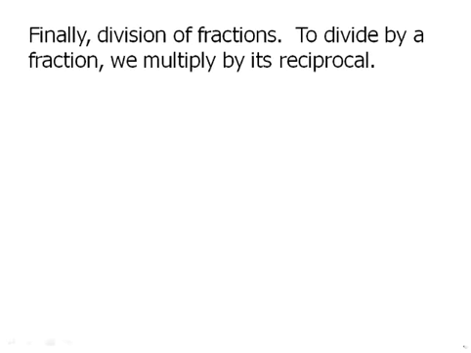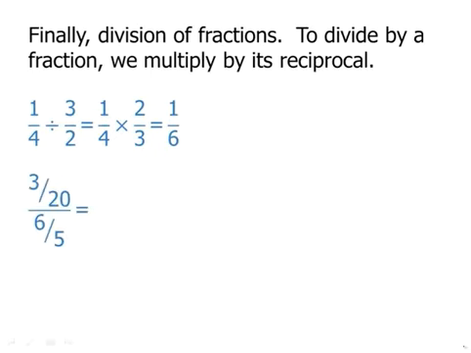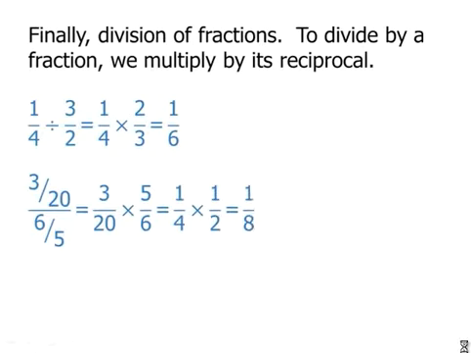Finally, division of fractions. To divide by a fraction, we multiply by its reciprocal. So if we have 1/4 and we divide by 3/2, this is 1/4 times the reciprocal, 2/3. And of course we can cancel and we get 1/6. If we take the fraction 3/20 and divide by 6/5, of course we can multiply by the reciprocal, 3/20 times 5/6. We can do a little canceling, and once it's simplified, then we can get an answer.